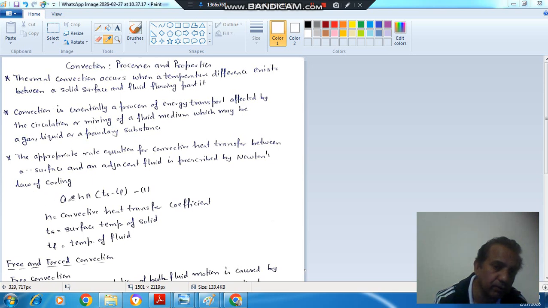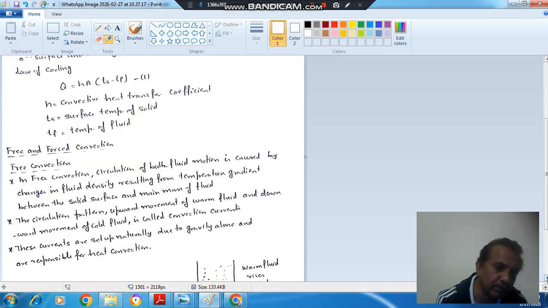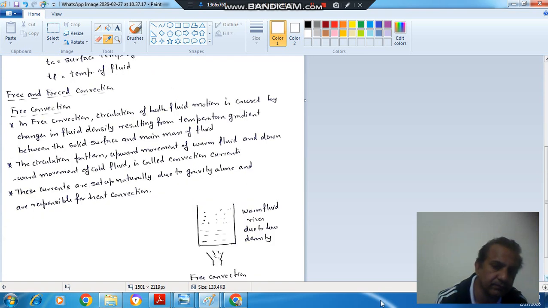According to Newton's law of cooling, Q is h A (Ts minus Tf). h is the convective heat transfer coefficient. A is the area of surface in contact with fluid. Ts is the surface temperature of the solid, and Tf is the temperature of the fluid. So there are two types of convection. First is free convection and second is forced convection.